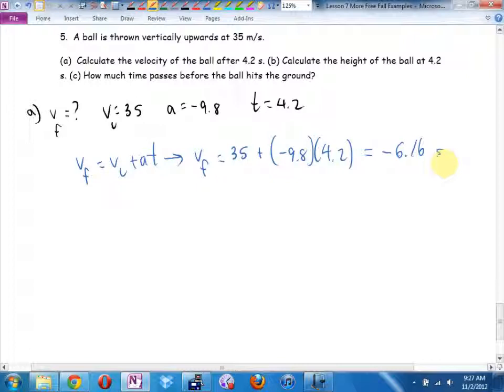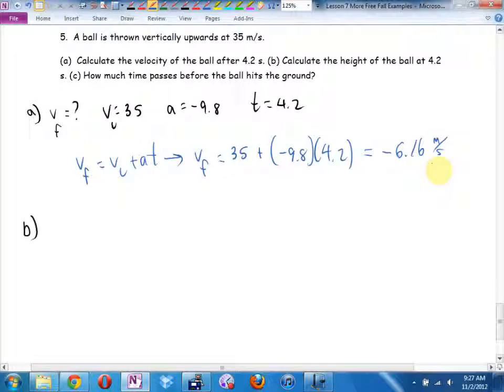B. Calculate the height of the ball. Meters per second. Thank you, Mr. Dewick. Thank you, Andrew. Candy for you later.